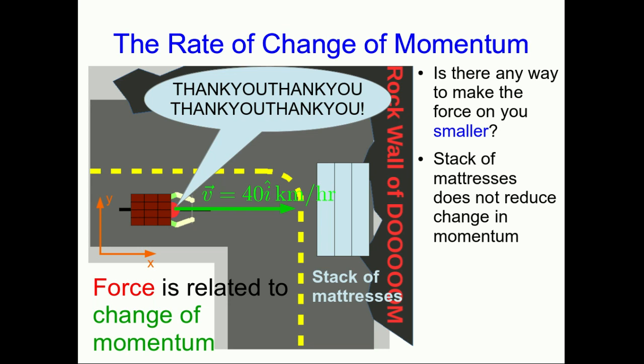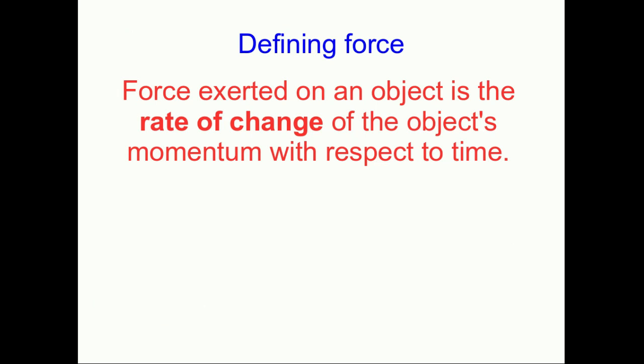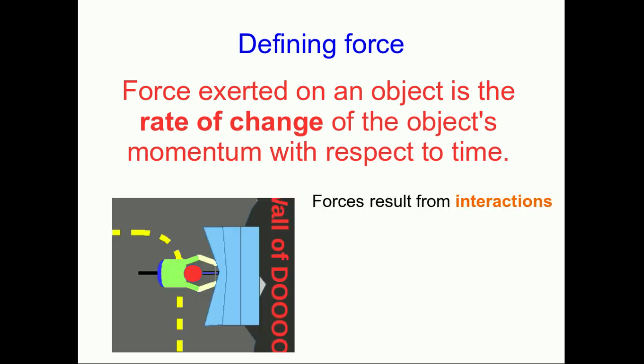What is it that the mattresses change so that the force is smaller? Well, they sort of cushion the blow. They make the process of you coming to rest take longer. They slow it down. And so your change in momentum happens over a longer time. It's more gradual, and that's why the force on you is smaller. So the force depends both on your change in momentum and on the amount of time that it takes for that change to take place. The force exerted on an object is the rate of change of the object's momentum with respect to time.